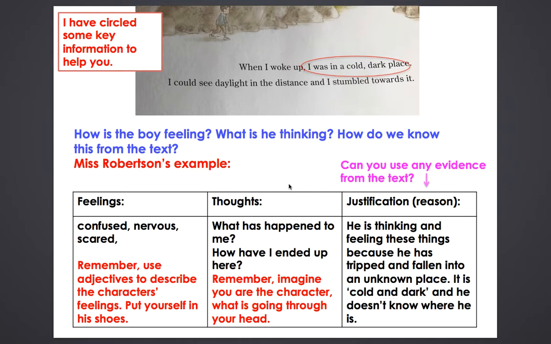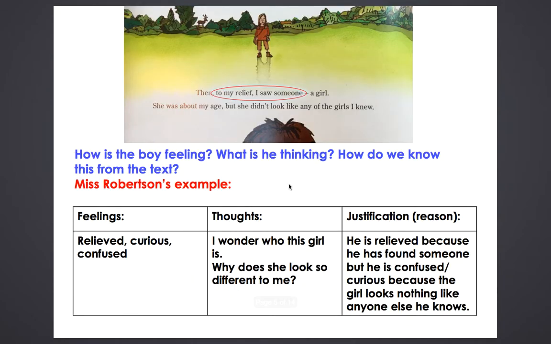Okay? Now, I'll just show you my next example, and then you're going to have a go at some of your own. So we've got, then, to my relief, I saw someone, a girl. She was about my age, but she didn't look like any of the girls I knew. Now, I've circled here the words, to my relief, I saw someone. So that gives me a clue about how he's feeling. He's feeling relieved because he's finally seen someone in this strange place and she might be able to help him. He might also be feeling a bit curious because this girl doesn't look like any of the girls he knows.